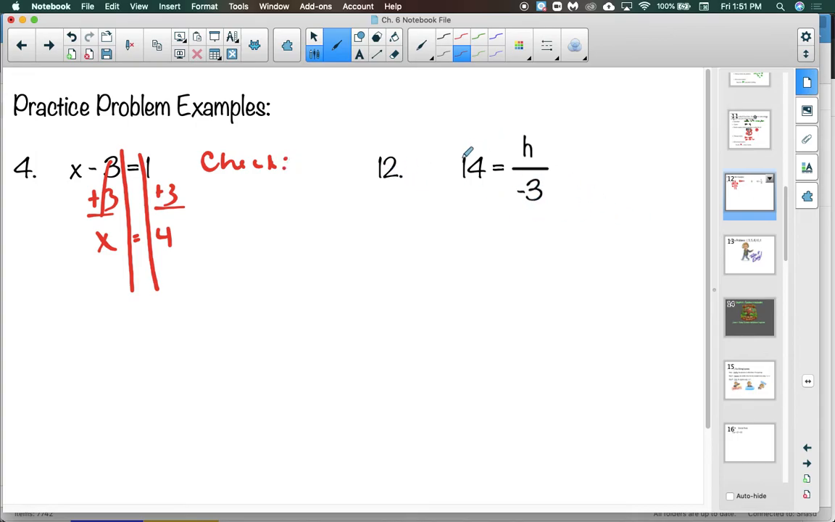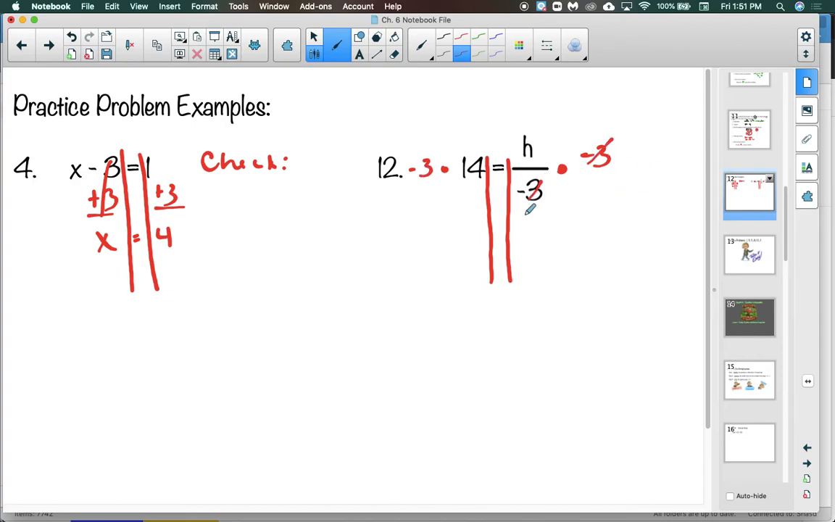Number 12 as well. This one I want to make sure we're comfortable seeing this. Drop your train tracks into place. And then we're going to read this problem. 14 equals h divided by negative 3. Division is our operation, so we need to do multiplication to get rid of that negative 3. And what are we going to multiply? We're going to multiply by that negative 3. Yes, it's negative, so we have to multiply by a negative as well. We're going to multiply both sides by that negative 3 to keep it balanced.